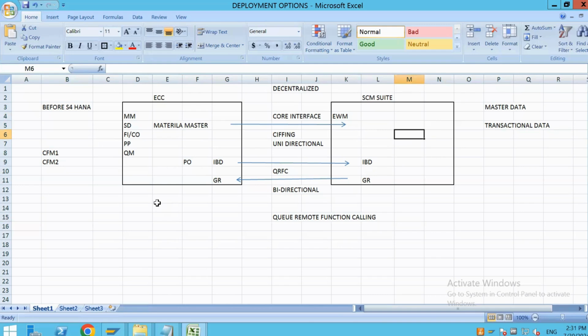Now, do we have to set up these queues? We'll discuss the QRFC setup and the QRFC connections in detail. Is centralized the same as embedded? Yes, centralized and embedded are the same.